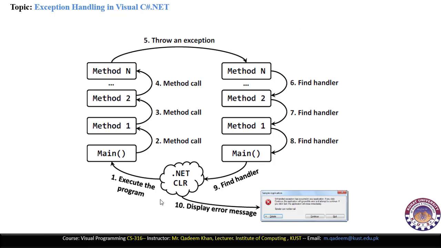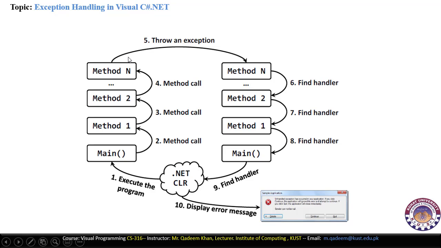Now in the .NET framework, the exception is traced in a certain fashion. For example, first the .NET CLR executes the program. So the execution starts from the main function. Now in the main function, there may be different modules. The modules may be different functions, for example module 1, module 2, and up to module n. So in the main function, the first module is called or executed. Then the second module is executed and the third module is executed.